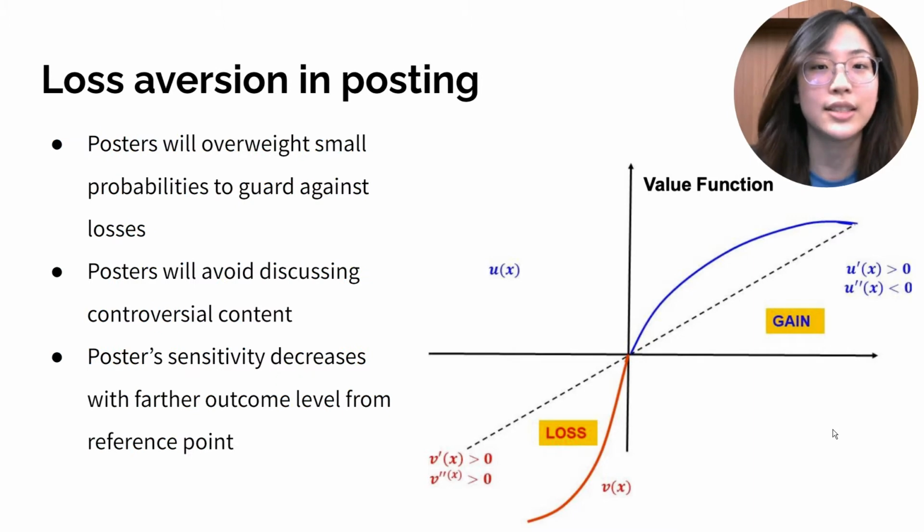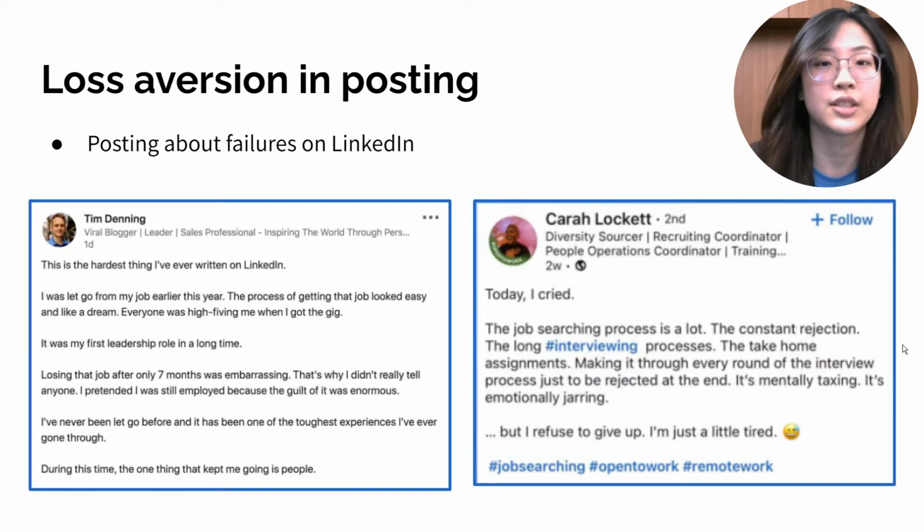Since posters are loss averse, they will overweight small probabilities to guard against losses even if they might be unlikely, such as responders blocking the poster. Hence, posters will avoid discussing controversial content. An example of loss aversion on LinkedIn is posting about failures on the platform. These are examples of posters sharing stories about being let go from their jobs or having trouble finding jobs.